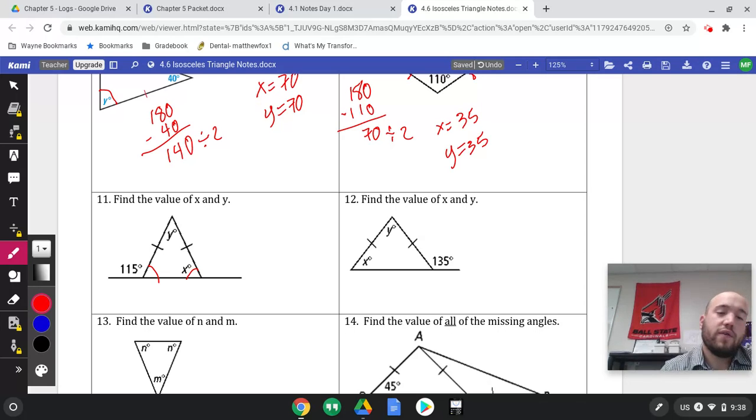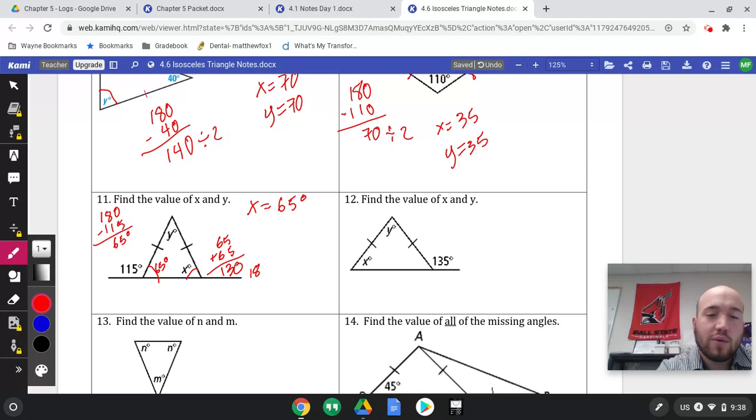So now, focus just on this area. If that's 115, we can figure out what that is because these two angles right here are called a linear pair. Okay? So if we take 180 minus that 115, we'll get 65 degrees. So I can put that right here. And because this was an isosceles triangle, we know that the opposite angles are the same. So x has to be 65 degrees.